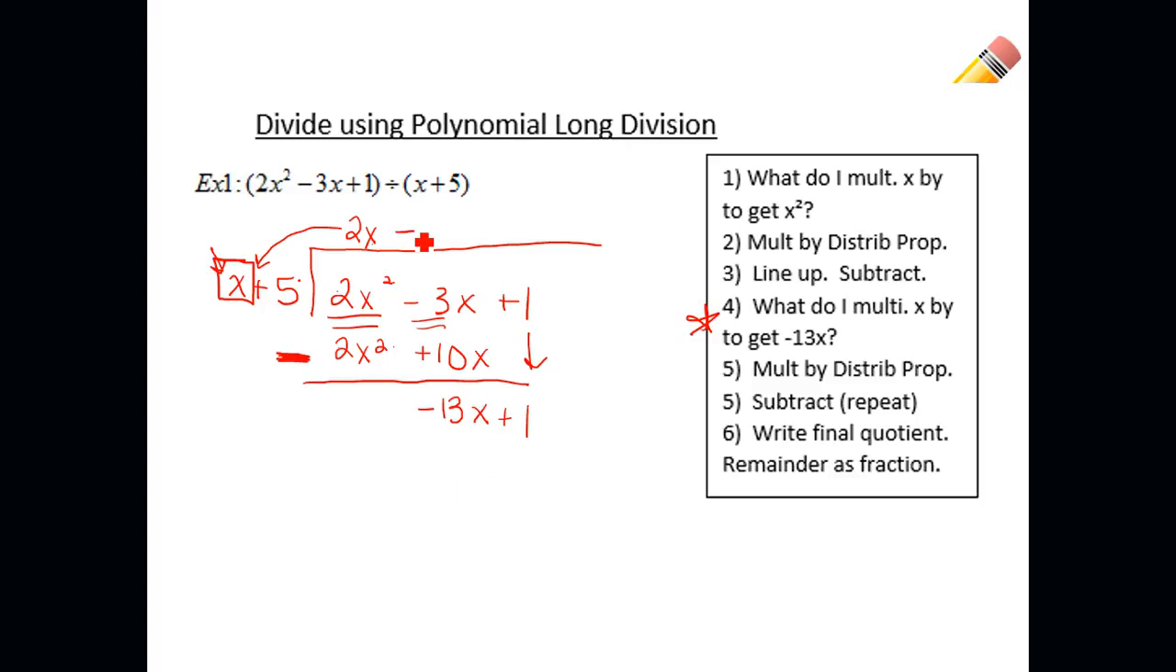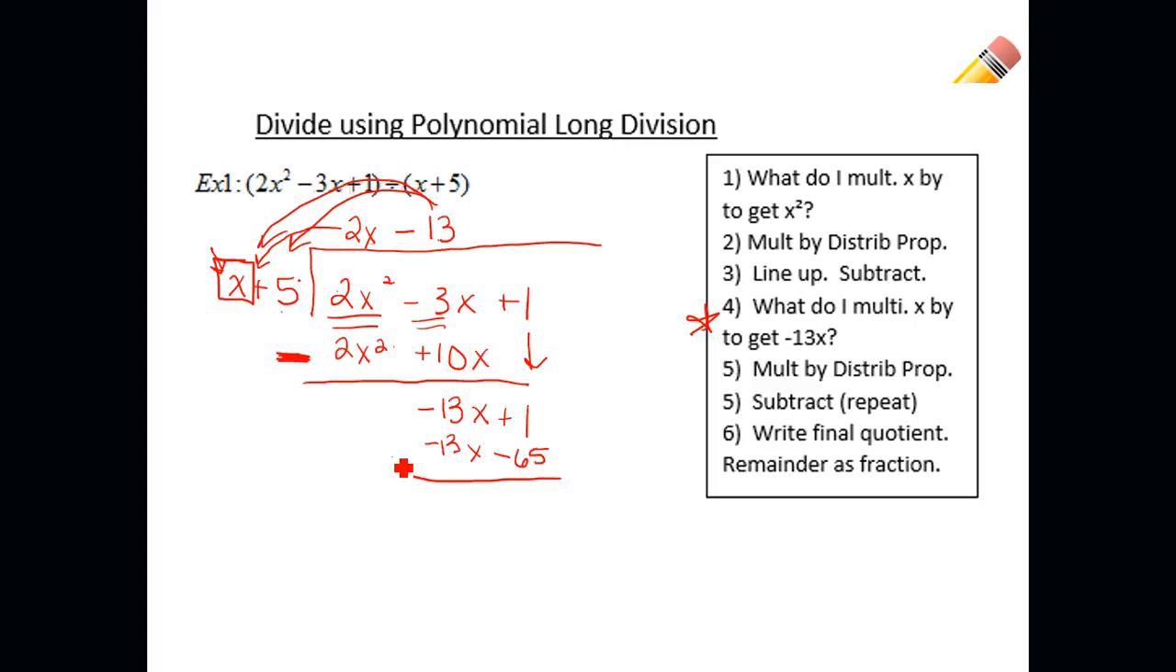Negative 13, right? So I'll place negative 13 up here, and once I place it up here, it gets multiplied by each of these two pieces out here. So negative 13 times x is negative 13x. Negative 13 times 5, let me check in my calculator before I tell you. Oh yeah, negative 65, okay? So that is negative 65.